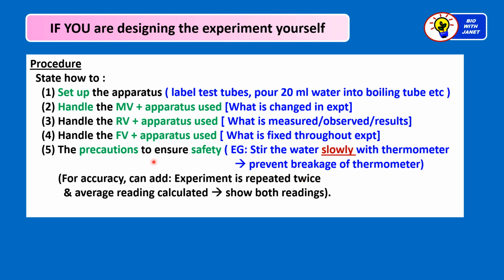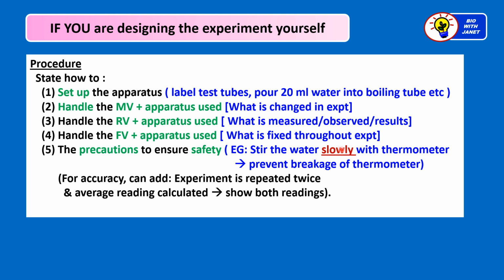Now, next, precautions to ensure safety are very important to write down, at least one. So 1 mark for MV, 1 mark for RV, 1 mark for FV, and 1 mark for precautions. And we have to keep to the rules and really carry out the precautions. For example, in the energy value experiment, you have to stir the water slowly with the thermometer. You must add this word slowly, very important.